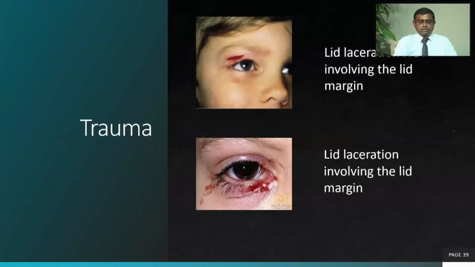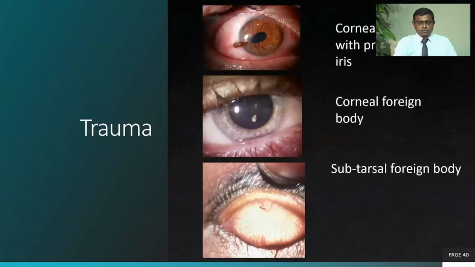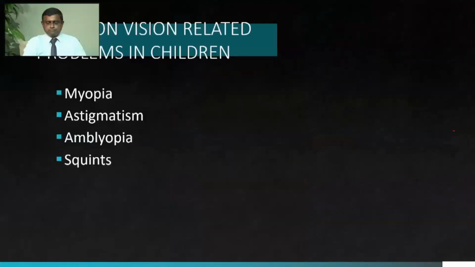So trauma again is common in our clinics. Periocular trauma and ocular trauma are common. Children can suffer from trauma at school, in their playground, at home. There are various types of trauma. But most of these trauma cases need urgent ophthalmological attention.